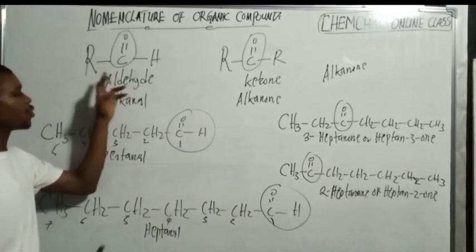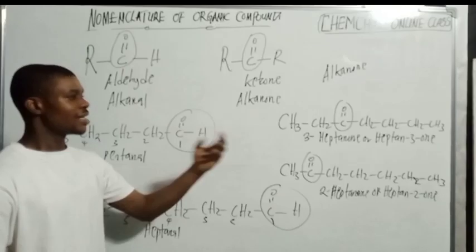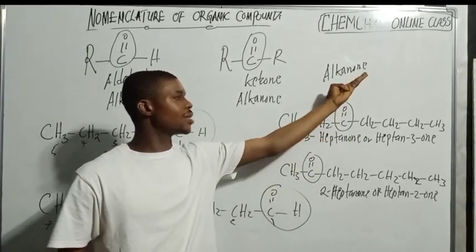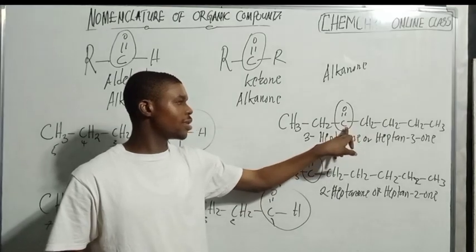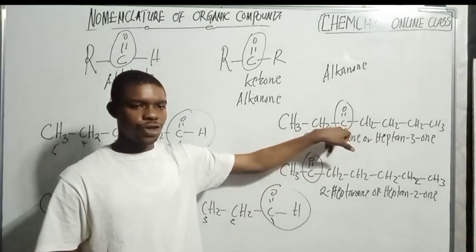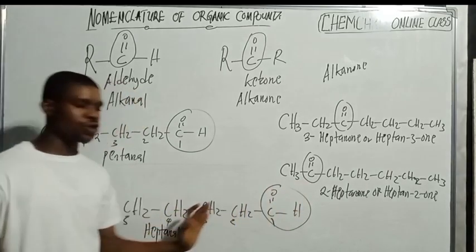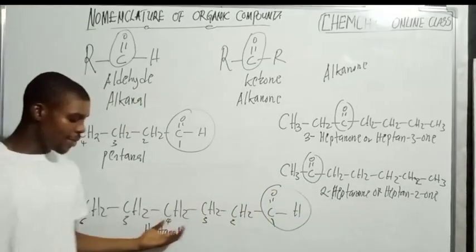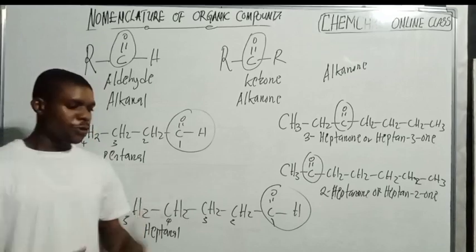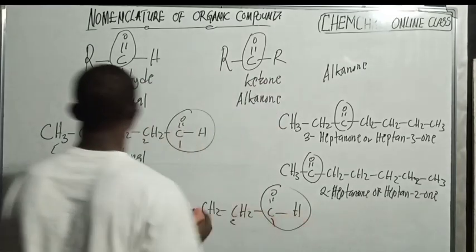Now they both have the same functional group, but the difference is that in the alkanol, the hydrogen is not attached to the carbonyl functional group, but here hydrogen is added. So please differentiate between these two things, because students normally have issues naming structures like this. So now let's start building them up.